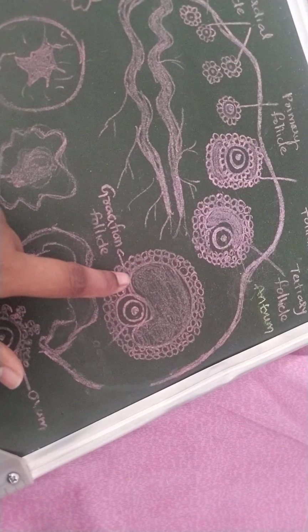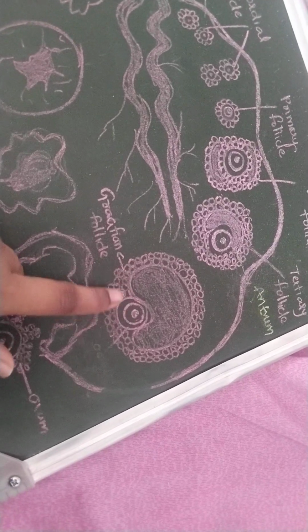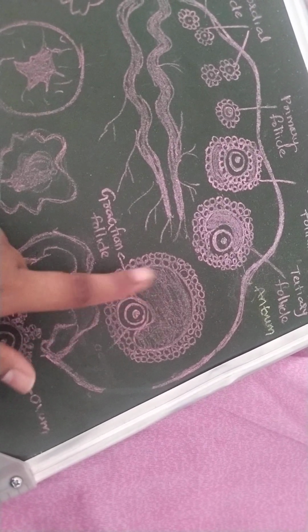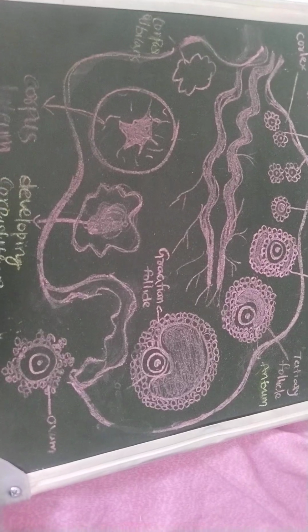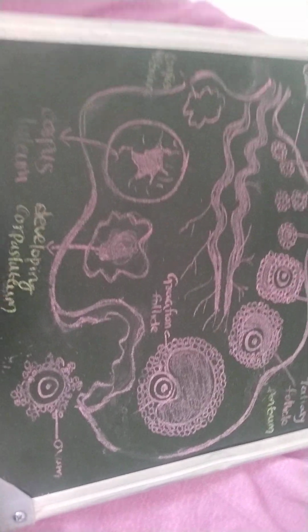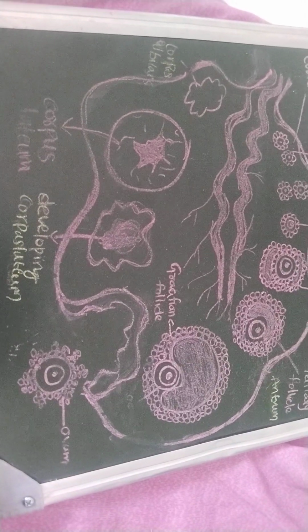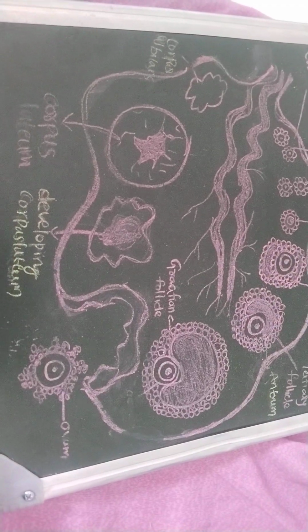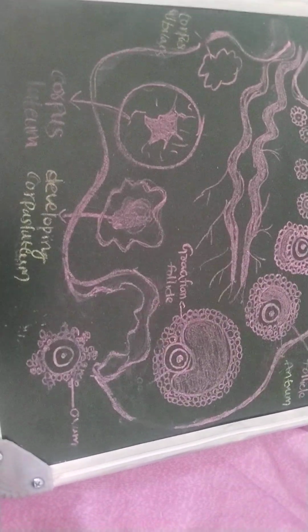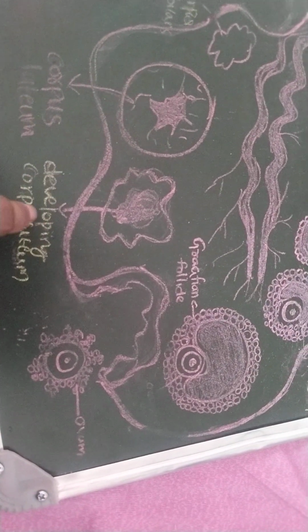This is the Graafian follicle. You have a big antral cavity, more granulosa cells, and you will find the secondary oocyte here. What is the fate of the Graafian follicle? Under the action of LH, on the 14th day it will release the ovum and the remaining part will convert into the corpus luteum.